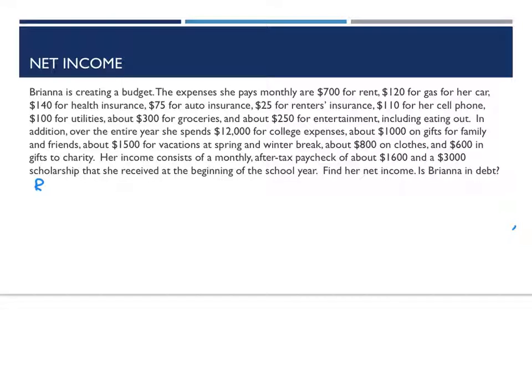Now, that is a monthly paycheck of $1,600. Monthly paycheck of $1,600 means she gets 12 of those a year. So 1,600 times 12 would be 19,200. And then she gets a scholarship once a year for $3,000, which means her yearly receipts are $22,200.